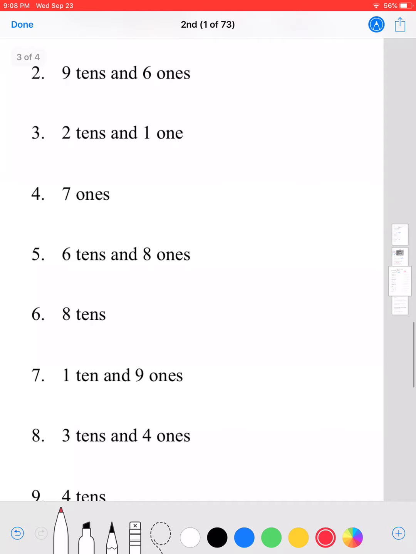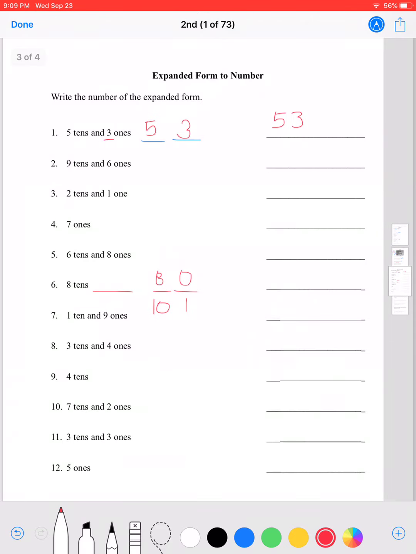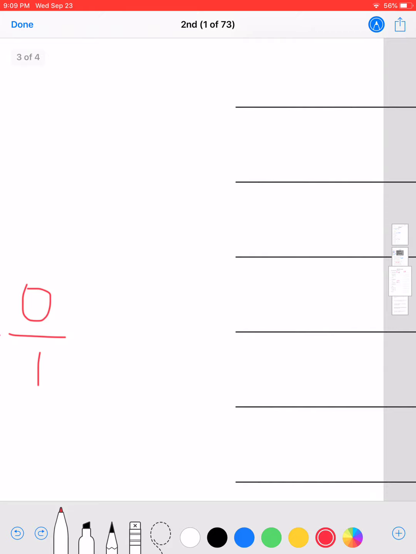We'll go to number 6. We have 8 tens and 0 ones. So we still need to do 2 digits because this is a ones place and this is a tens place. We have 8 tens. We're given nothing for ones, so we're going to assume it's 0. So the number is 80. That looks like a 6. Okay, here. 80.